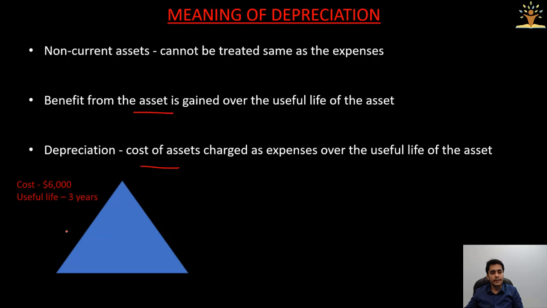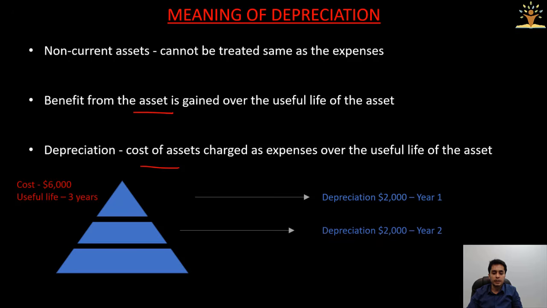If you're going to use it for the next 3 years, it means it will help us generate revenues for the next 3 years. So it wouldn't be fair or right to transfer the entire cost 6,000 to the income statement of year 1. Hence, what do we do? We break down the cost of the asset into 3 parts. And each year, we transfer one part to the income statement of that year.